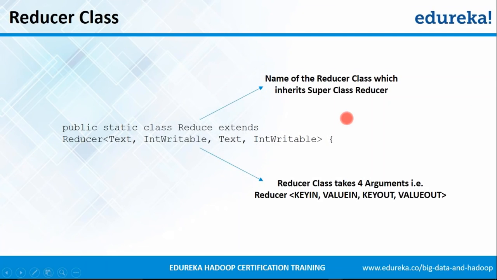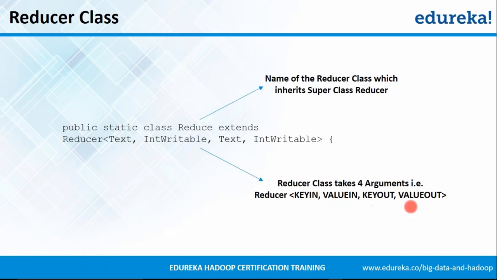Now we come to the second important class that needs to be implemented in a MapReduce program, that is nothing but the reducer class. I am defining a reducer class of the name Reduce, which needs to extend the super class Reducer, just like the mapper class that we saw in our previous slide. This reducer class also takes 4 arguments as inputs: the input key, the input value, the output key, and the output value.